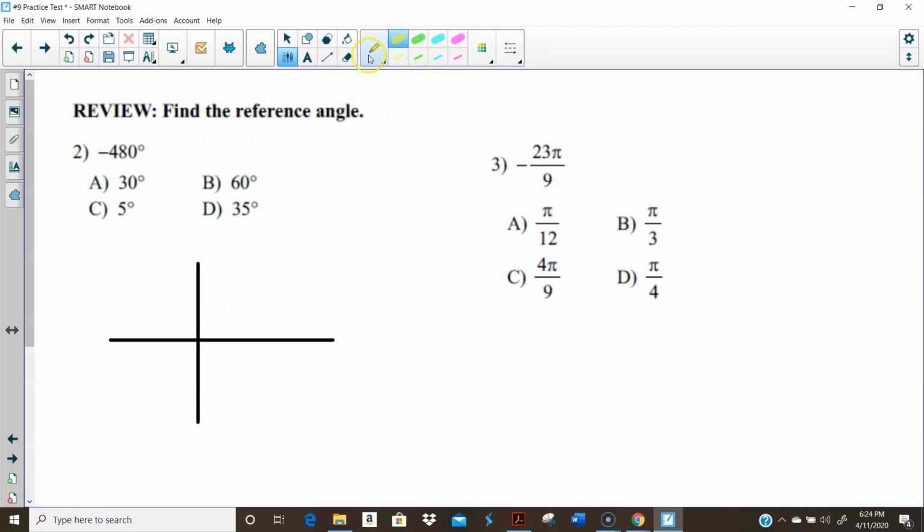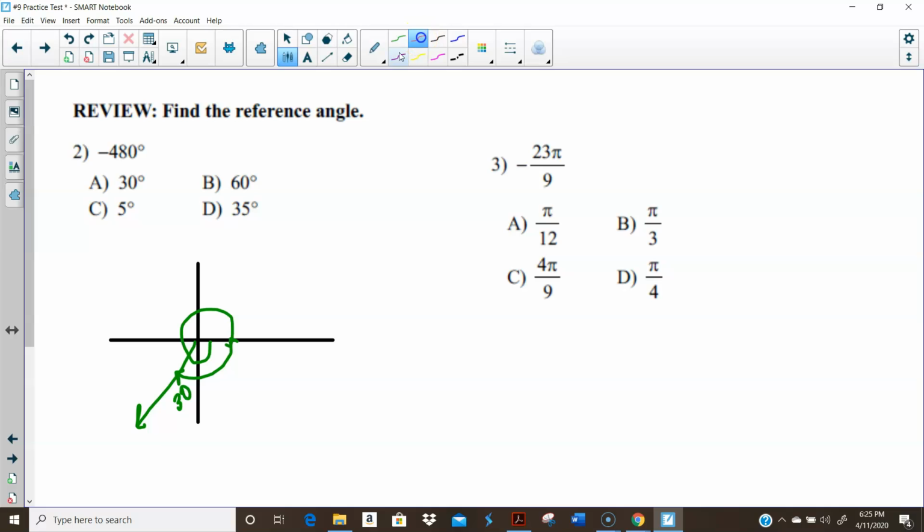All right, number 2, we're going to find the reference angle. In order to find the reference angle, since this is negative, we're going to go in a clockwise direction. All the way around is 360. If you take 480, subtract 360, you get another 120. So you'll go 90 and then go 30 more. So that angle there is 30.